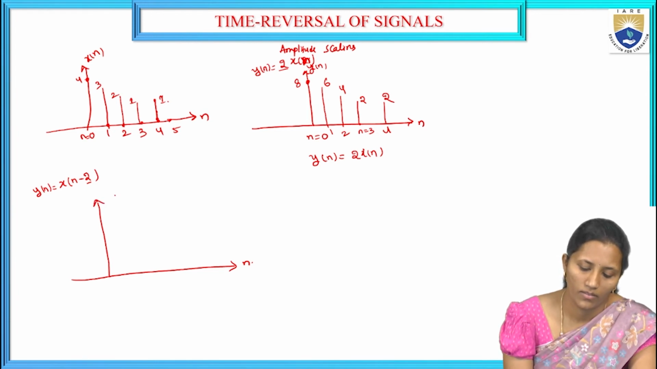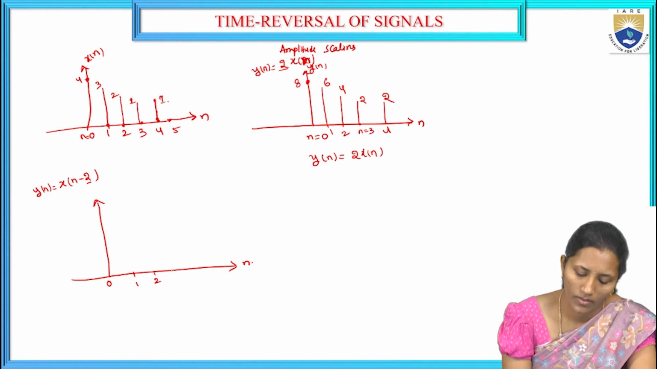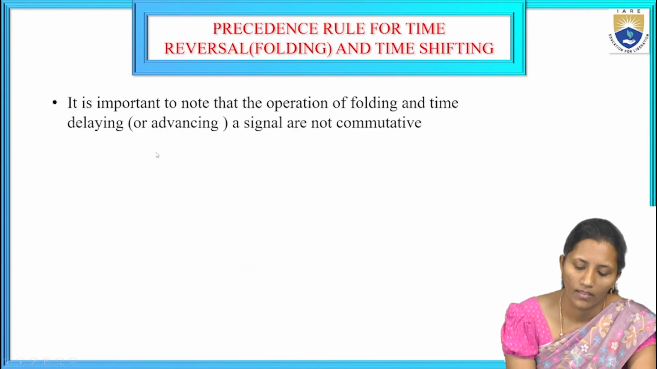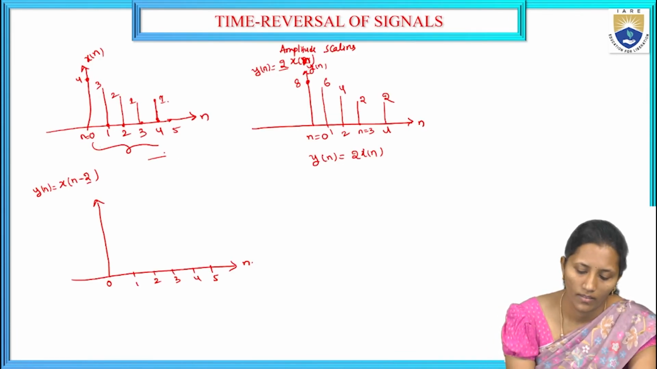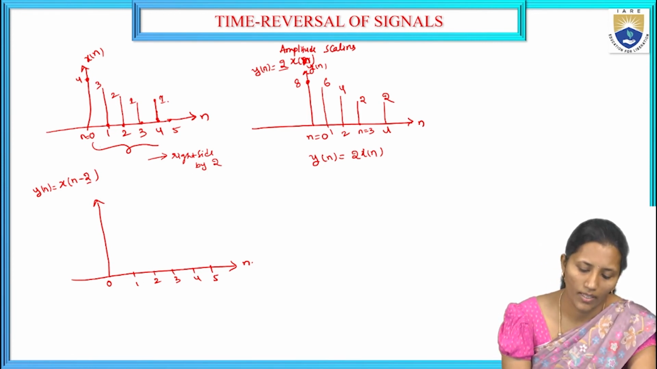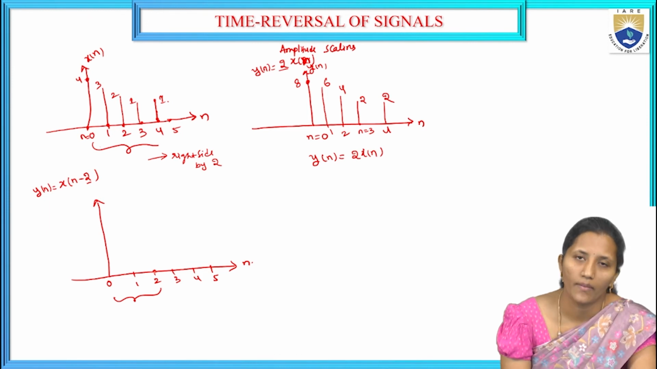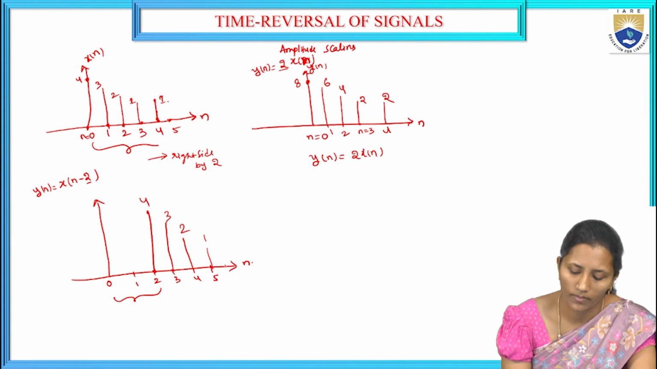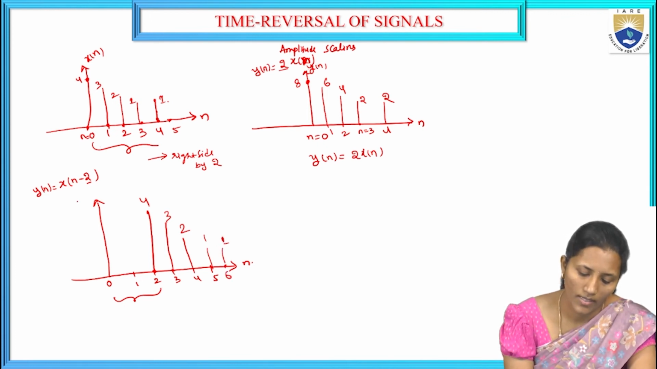So, whatever the original signal, that will be shifted to the right side by 2 time units. Here the original signal is starting at n is equal to 0, then it will start at n is equal to 2. For n is equal to 2 we have 4, then 3, 2, 1, 1. So, this is y of n.